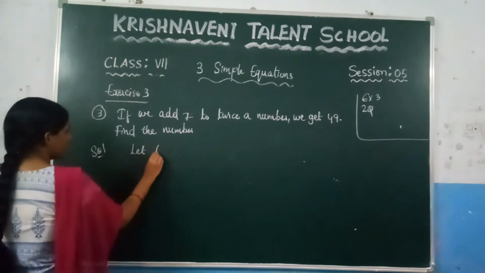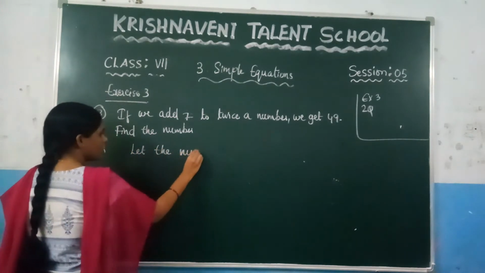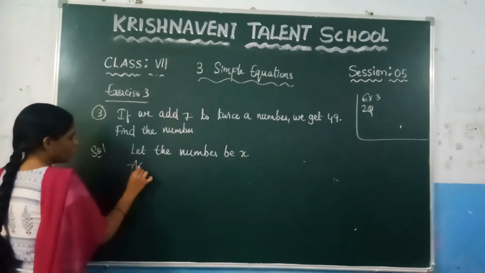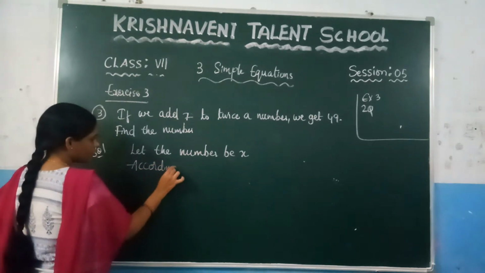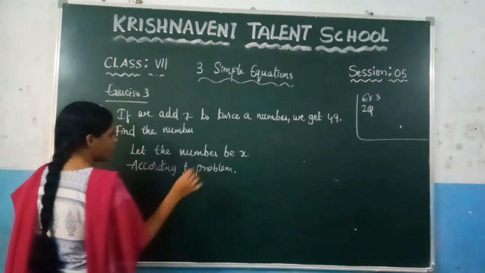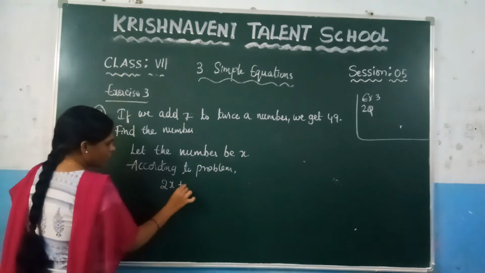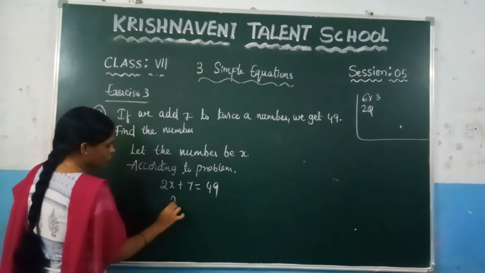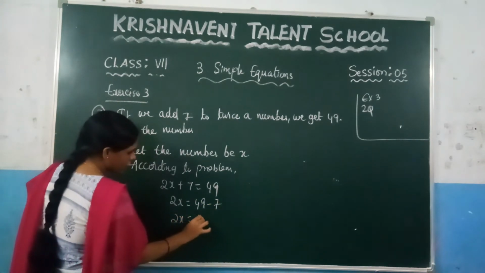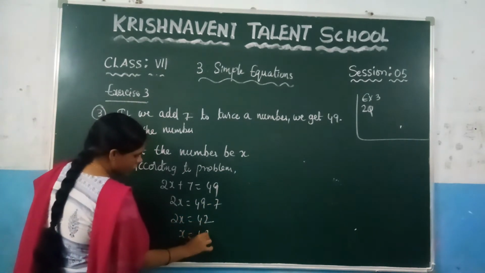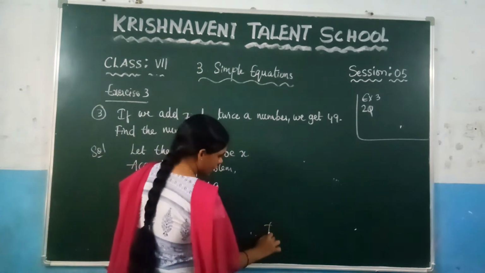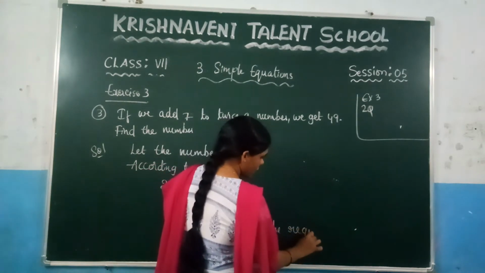Let the number be x. We don't know what that number is. Let us consider that number as x. So, according to the problem, I am writing here twice of a number plus 7 is equal to 49. So, what is the value of 2x, which is 49 minus 7? And you will get here 42. So x is equal to 42 by 2, which you are getting here as 21. So write it here at last. Therefore the required number is 21.